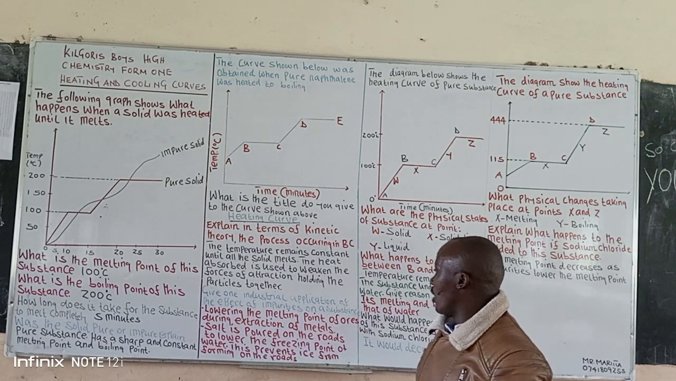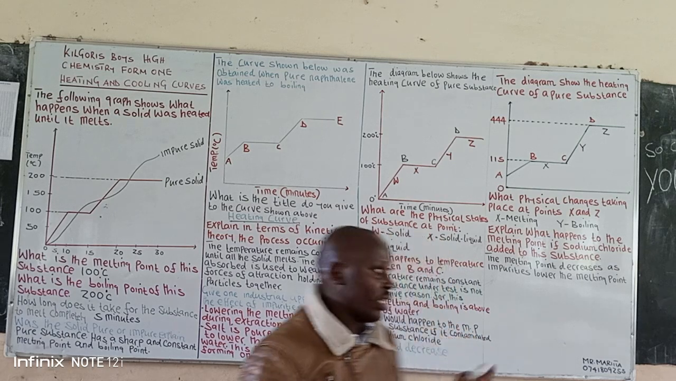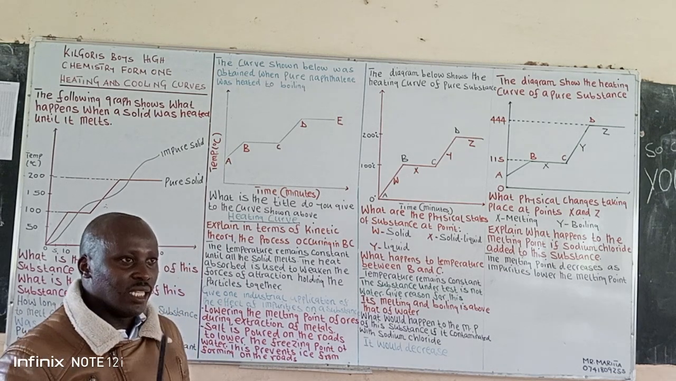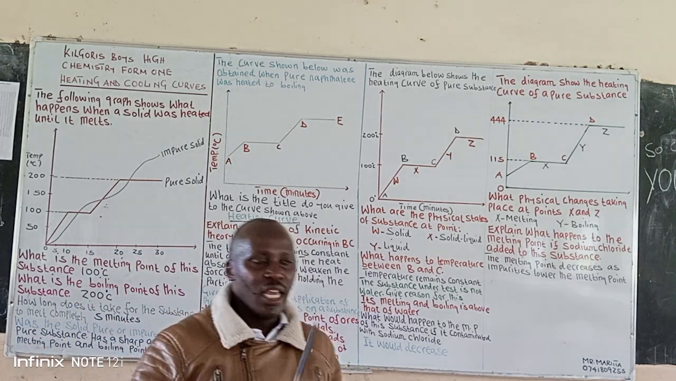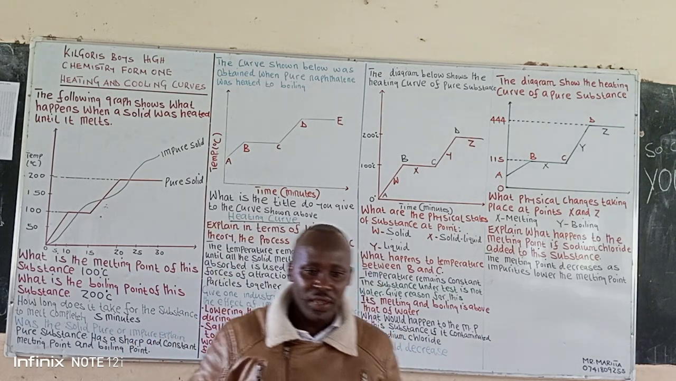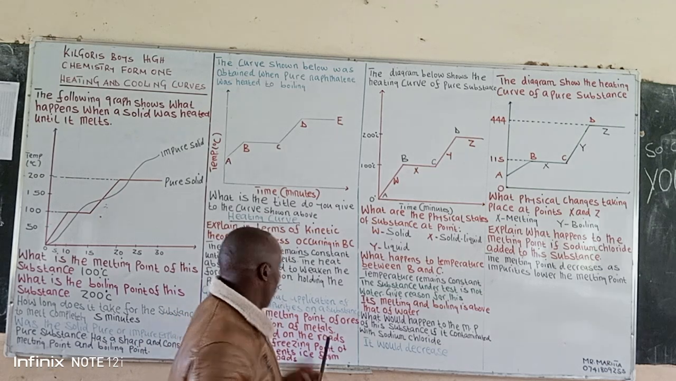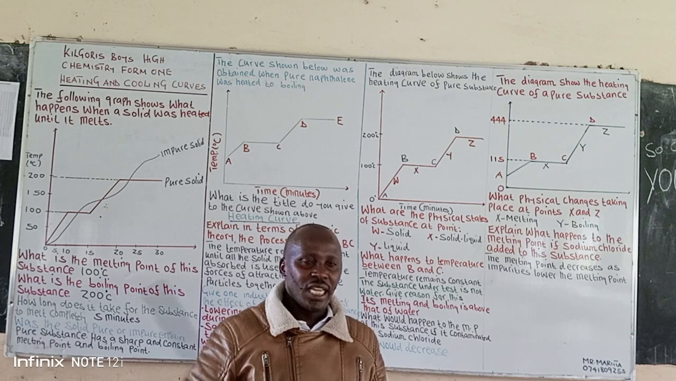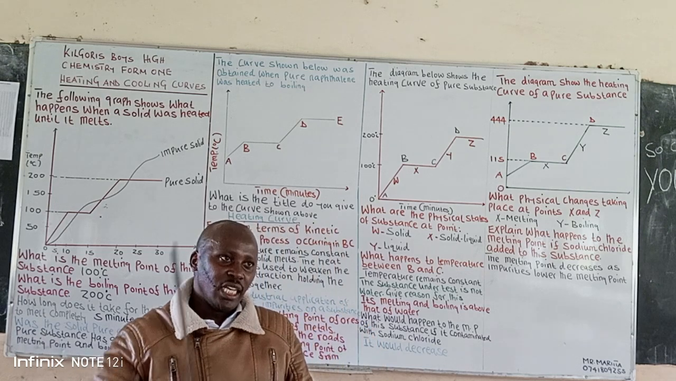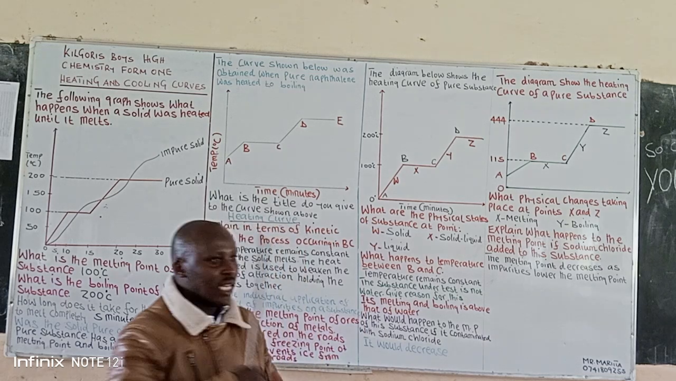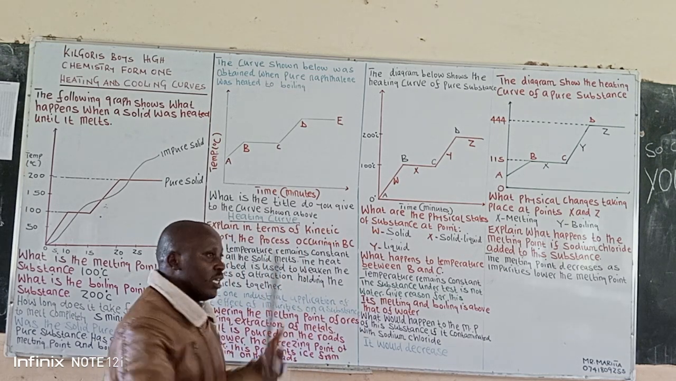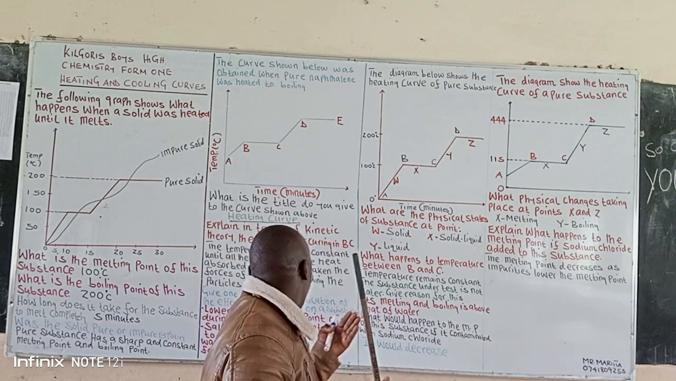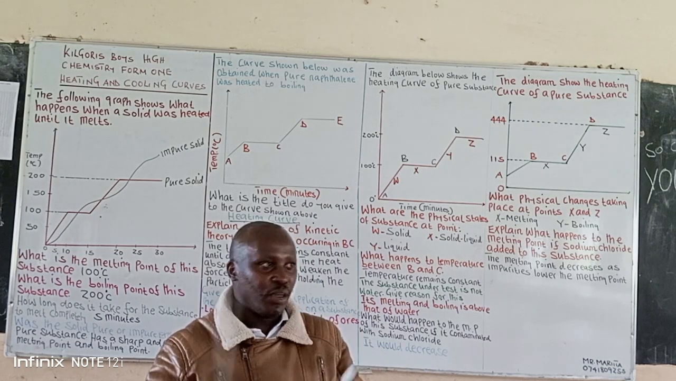Give one industrial application of the effect of impurities on a substance. Impurities are substances which are added to a substance. An impurity lowers the melting point of a substance and also increases the boiling point of a substance. Sodium chloride salt, for example, acts as an impurity, and therefore if added to a substance, it lowers the melting point and increases the boiling point.